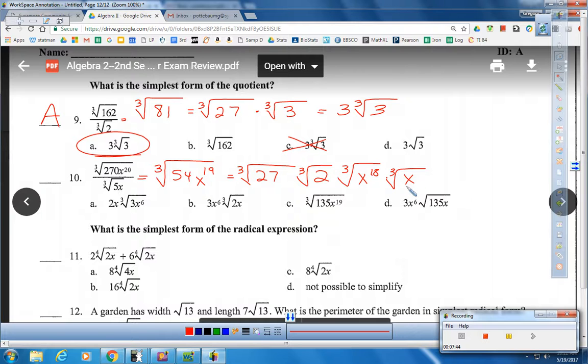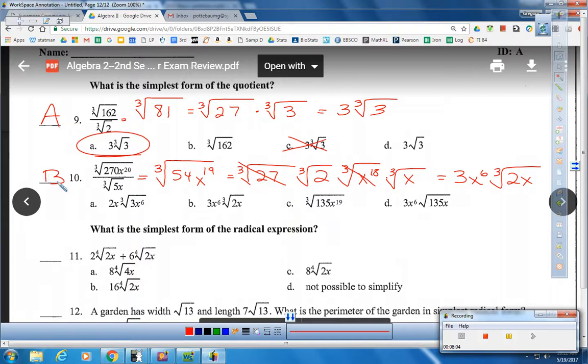Okay? So the cubed root of 27 is 3. So that takes care of that one. The cubed root of x to the 18th is x to the 6th. That's what can come out. And the rest of it has to stay underneath, so we're left with the cubed root of 2x. So 3x to the 6th cubed root of 2x, I believe that is B.